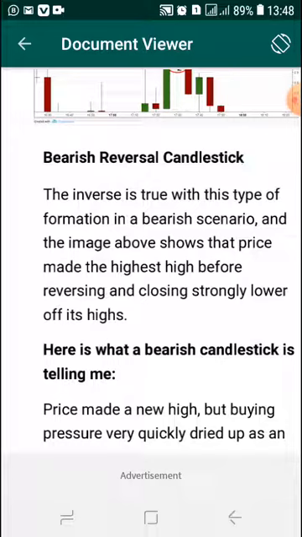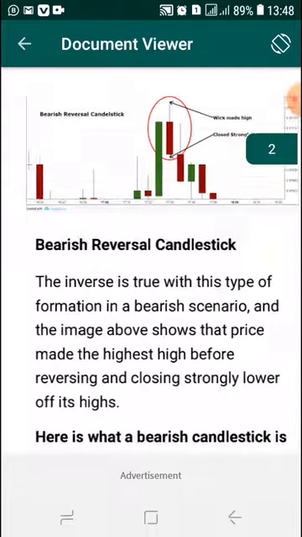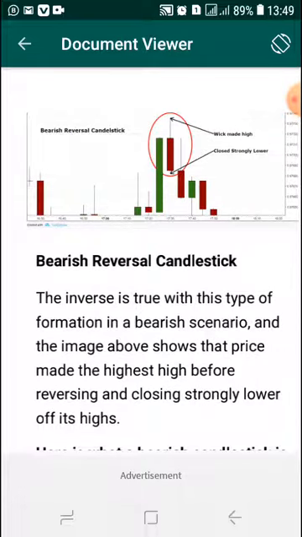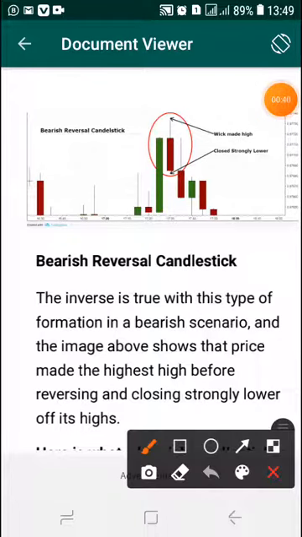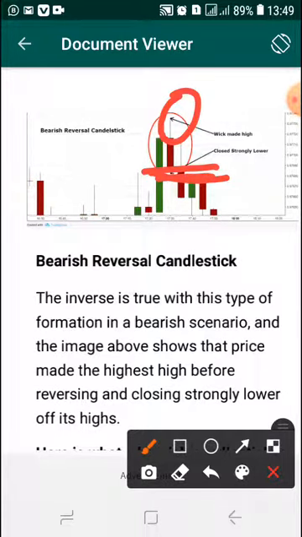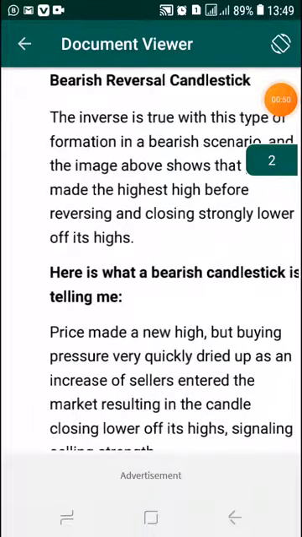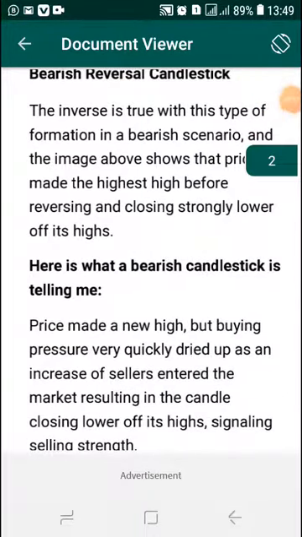And then again you can see that before reversing and closing strongly lower of its high, again it reversed and closed lower. So let me try to explain that. As you can see right here, the candlestick made a high and it closed low right here. All right, that is what we are saying here. And then here is what the bearish candlestick is telling us.